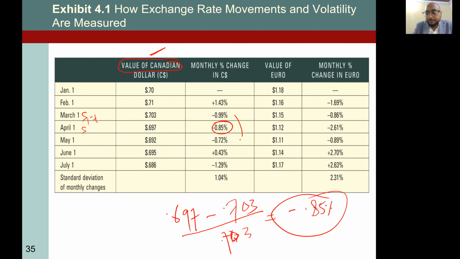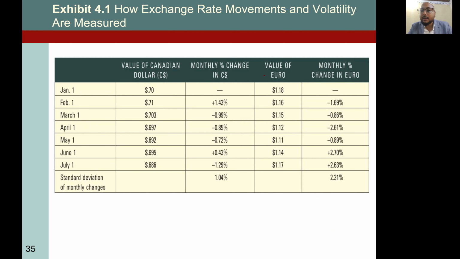Here Canadian dollar is appreciating. Here Canadian dollar is appreciating. But here Canadian dollar is depreciating. Right? And this is the value of the dollar, the value of the euro in dollars. So we have another example, value of euro in dollars. So this is the value of the euro, not the value of the dollar. 1 euro is equal to $1.18.